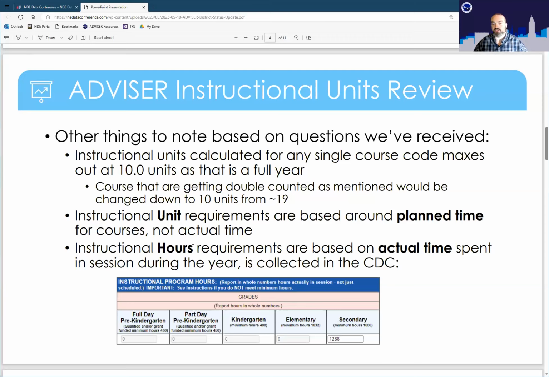There are instructional hours or instructional program hour requirements, however. These are based on the actual time spent in session during the year. And this is collected in the CDC. Nothing is changing about this collection. Here's just a screenshot of that CDC collection if you haven't seen it. You're reporting in whole hours, and it's supposed to be the hours actually in session. If you've had weather days, etc., that factors into your calculation. So that instructional hours is about actual time spent in class.